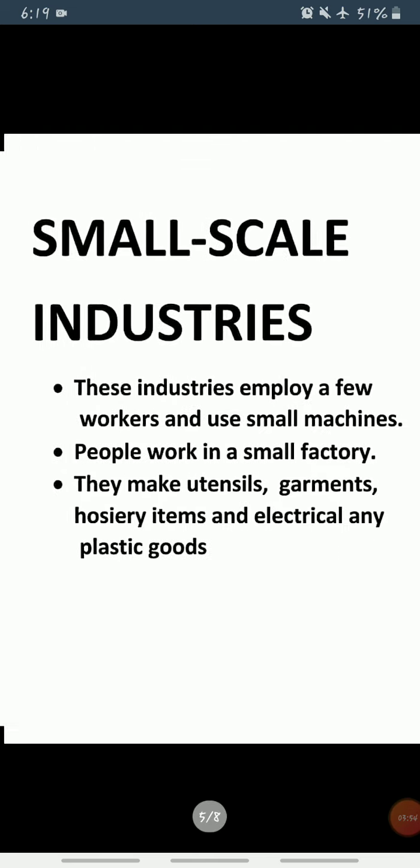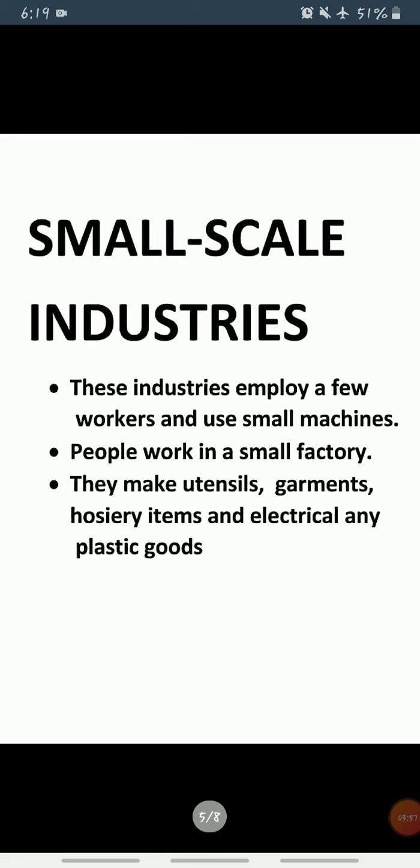Now come to the next, small scale industries. Small scale industries employ a few workers and use small machines. So people work in a small factory also and they make utensils, garments, hosiery items and electrical and plastic goods. Do you know what is hosiery? Hosiery is items such as stockings and socks which the girls wear. Okay, so this is about the small scale industries.